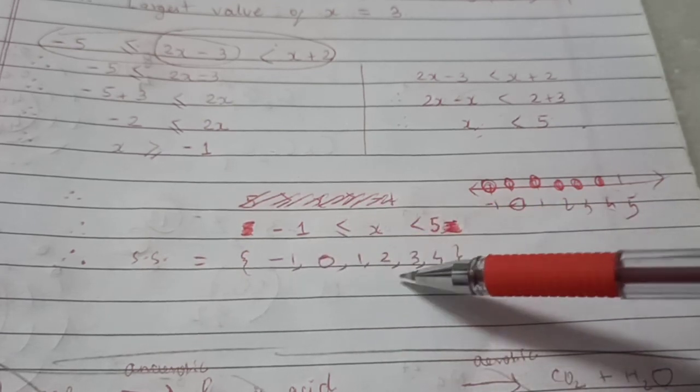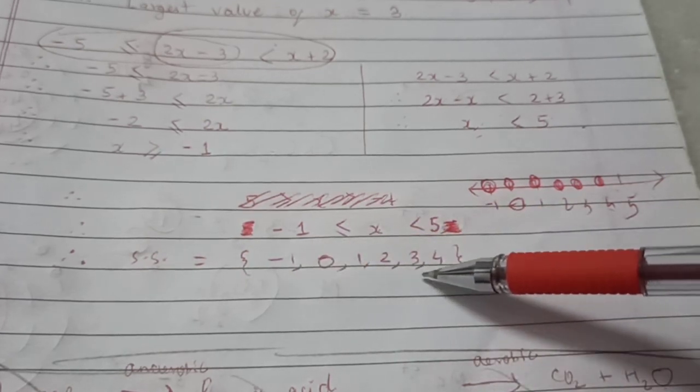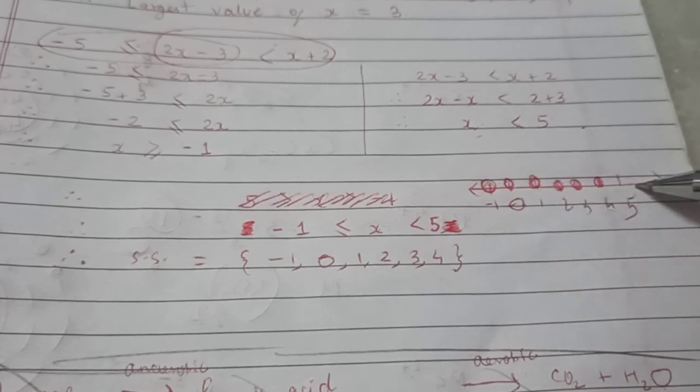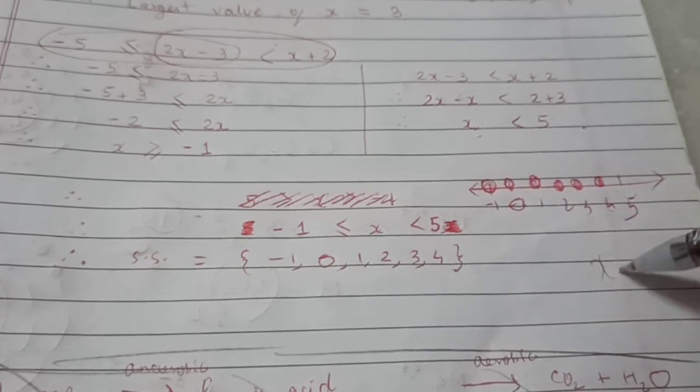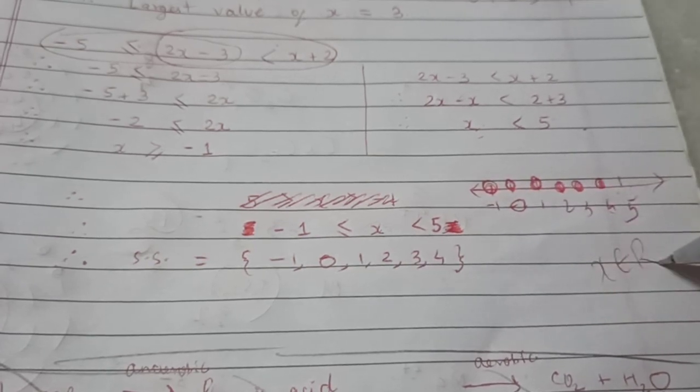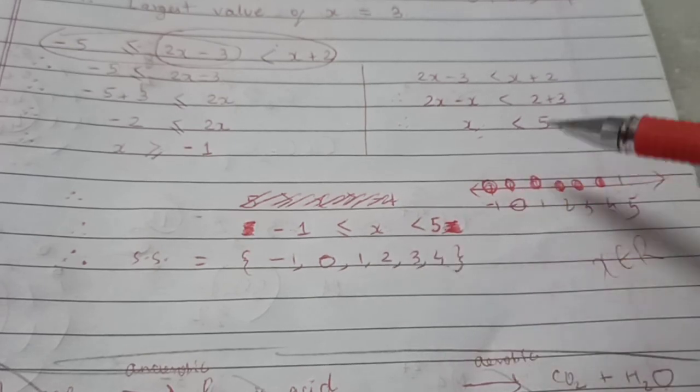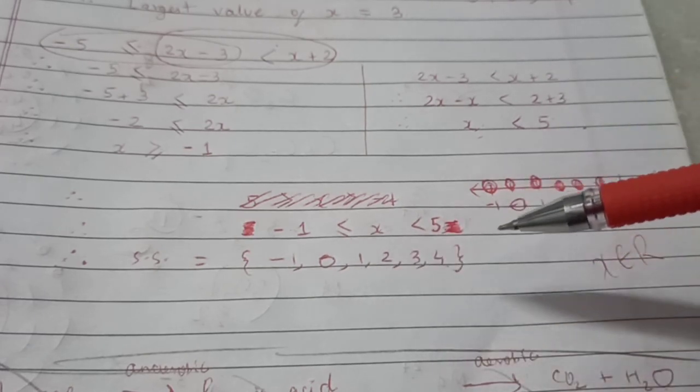After having drawn this, it's so easy to just make a list of it. -1, 0, 1, 2, 3, 4. You have to write it in the correct order, just as it is in the number line. If this was belonging to real numbers, then there is no way we could have made a list. We would have written it in the set builder form.